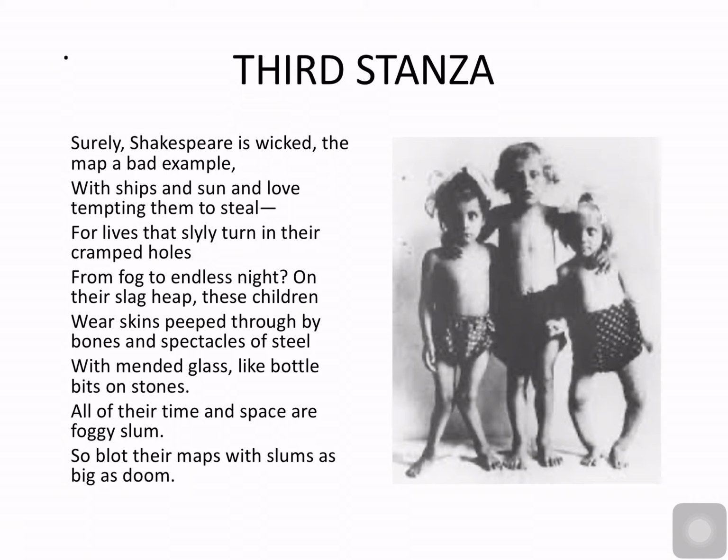Third stanza: Surely Shakespeare is wicked, the map a bad example, with ships and sun and love tempting them to steal, for lives that slyly turn in their cramped holes from fog to endless night. On their slag heap, these children wear skins peeped through by bones and spectacles of steel with mended glass, like bottle bits on stones. All of their time and space are foggy slum. So blot their maps with slums as big as doom.